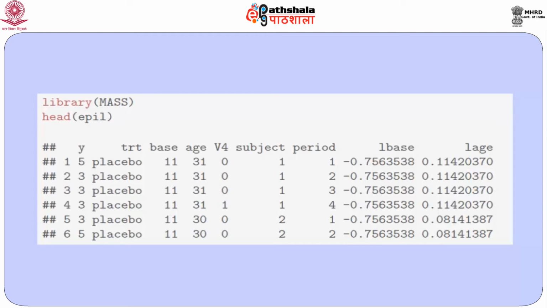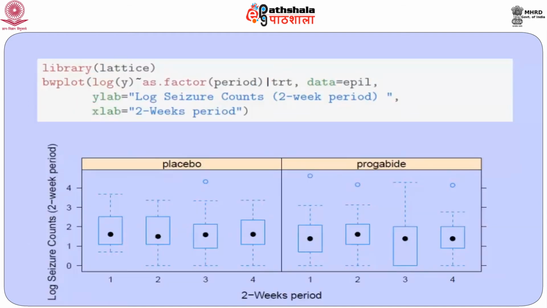Now we can have a box plot of it, and this is what we have done here. The box plot is a conditional box plot. So, conditional on the treatment, the placebo or Progabide, we have seen how the log count of seizures varies as a function of time. Here the question of importance is whether Progabide is able to cure or decrease the number of epileptic seizures or not.